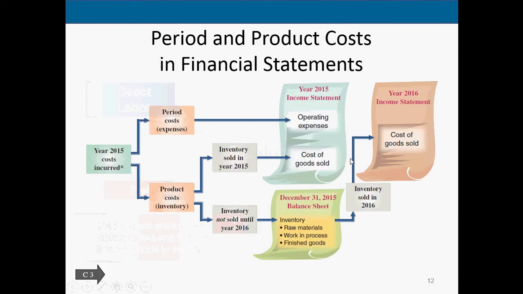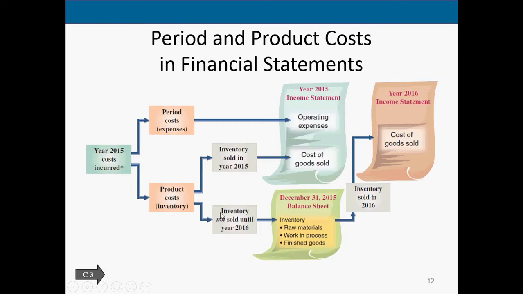These diagrams, not my favorite thing in the world, but it's really intended to just kind of show you the flow. So here's year 2015 cost incurred, and we're just going to split them first by either period cost or product cost. Period costs are simple. They're just straight up expenses, and they're going to go straight over to the income statement in the year that they're incurred. But what happens to those product costs? Well, product costs are inventory. That's really what they are, because they're happening there in the factory. We're talking about the creation of our product. We're actually making the thing that we're going to sell.